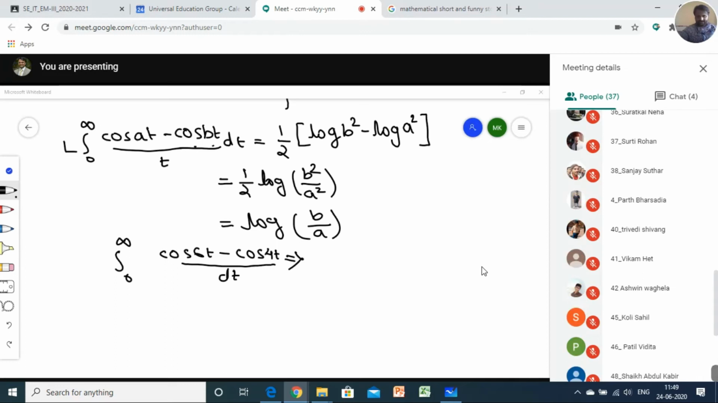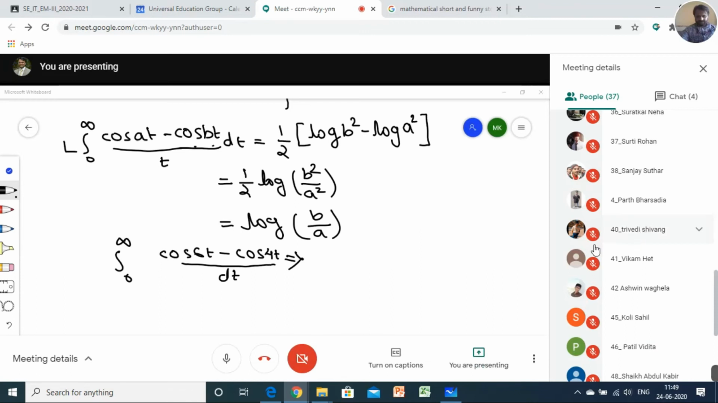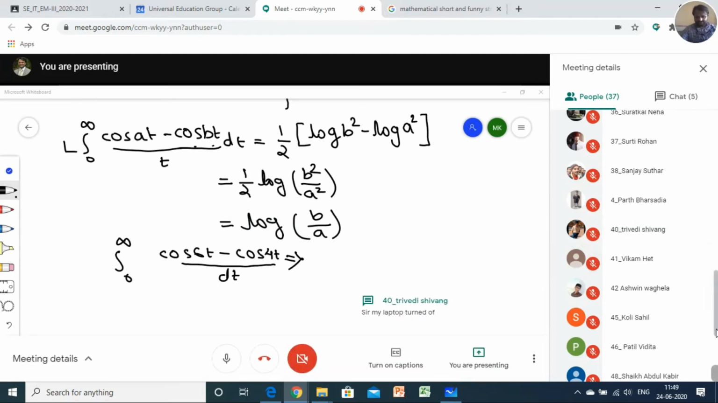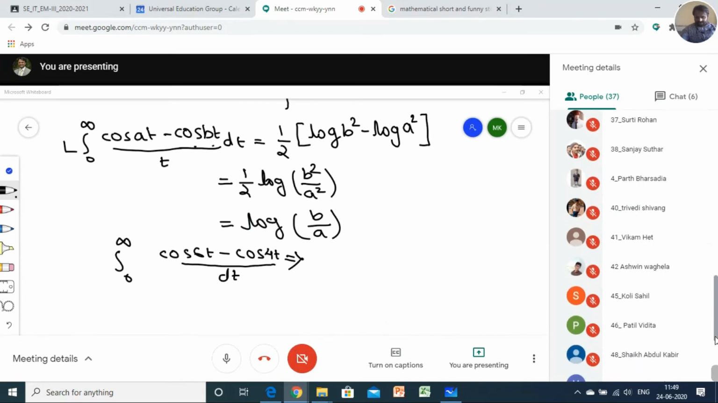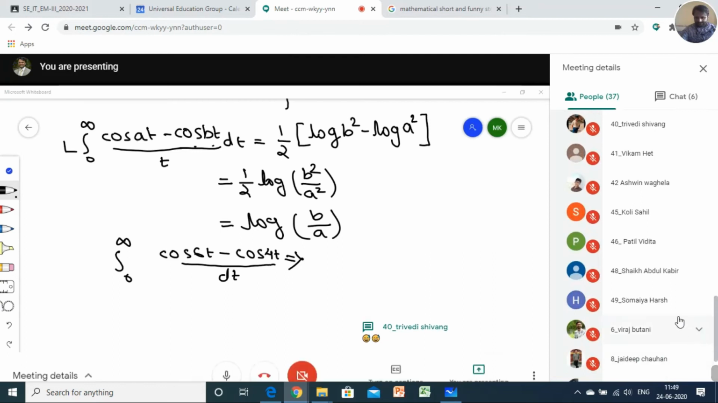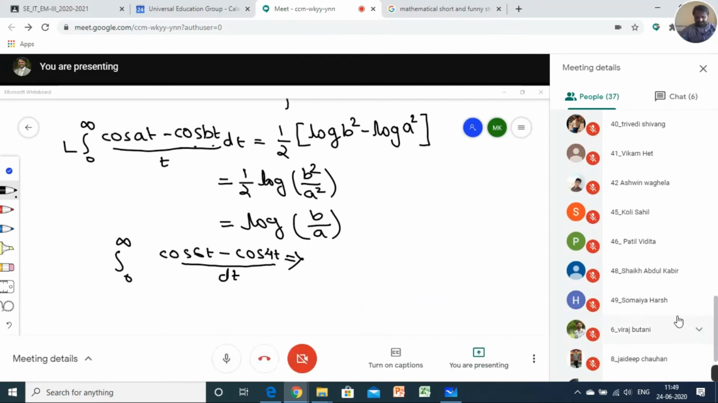Shivang Trivedi. Roll number 40. Trivedi Shivang. Turn off. Okay, so a lot of problems you are facing. Viraj Bhutani. Roll number 6. Don't say your mic is not working. Okay, very good. So what will be the answer?